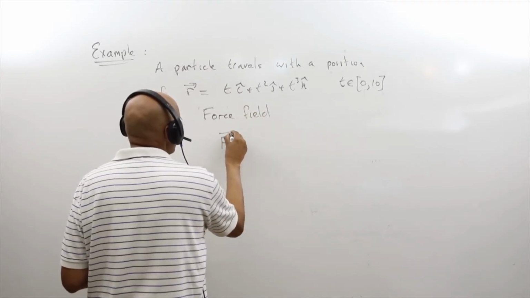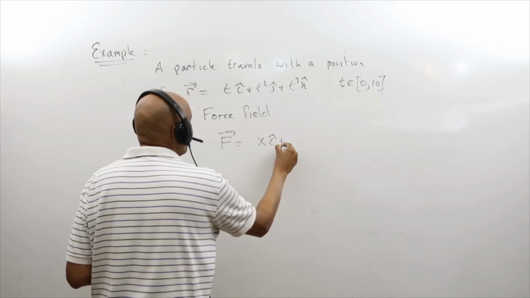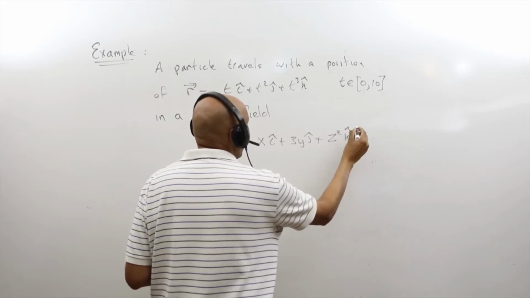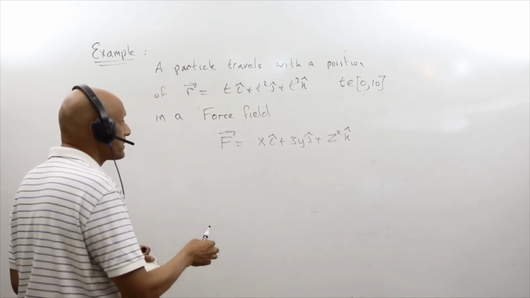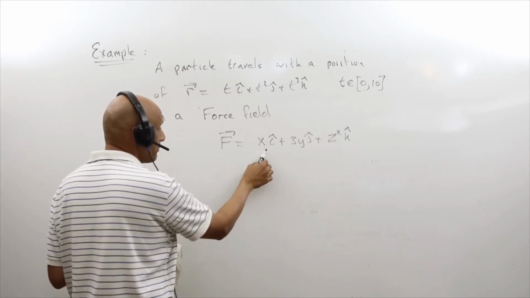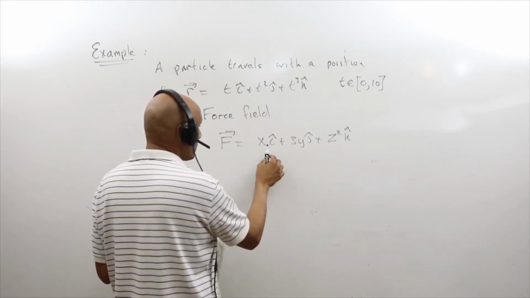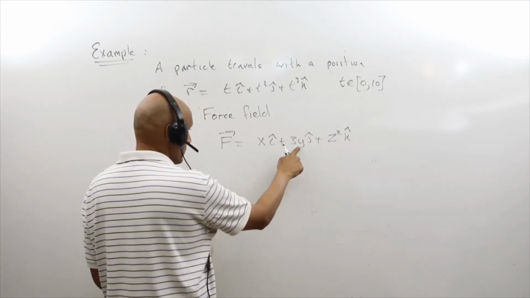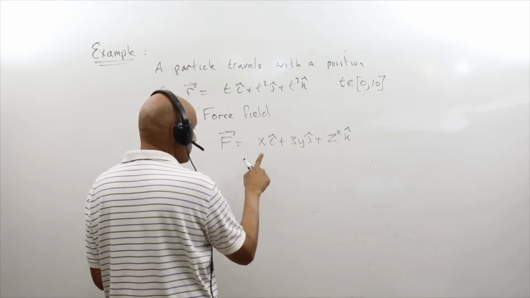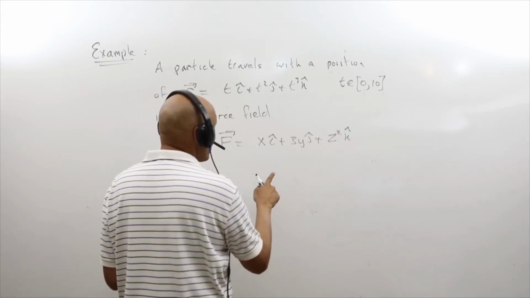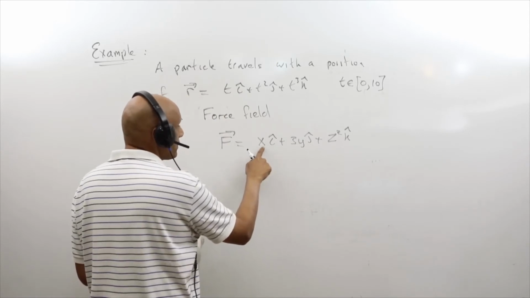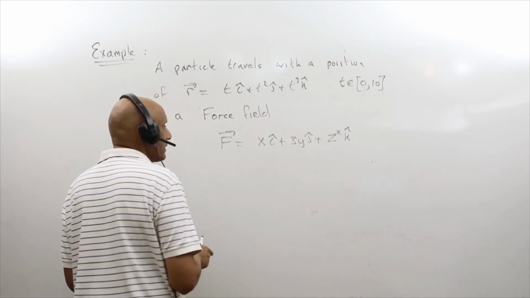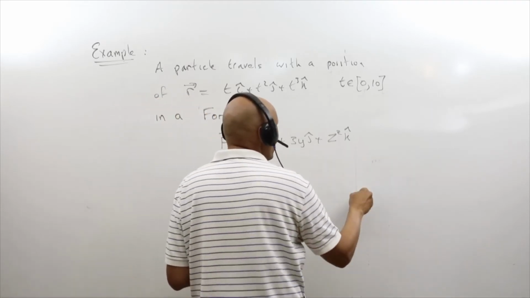And this force field is given by xi plus 3yj plus z squared k. So at every point in space, this force field is not a function of time, but at every point in space, this field has a certain direction. So if I looked at the point 0, 0, 0, there would be no force field. If I looked at the point 1, 0, 0, that's along the x-axis, we expect a force field to be 1, 0, 0.